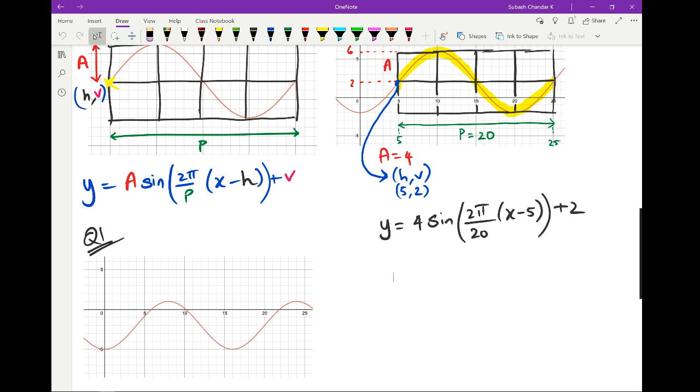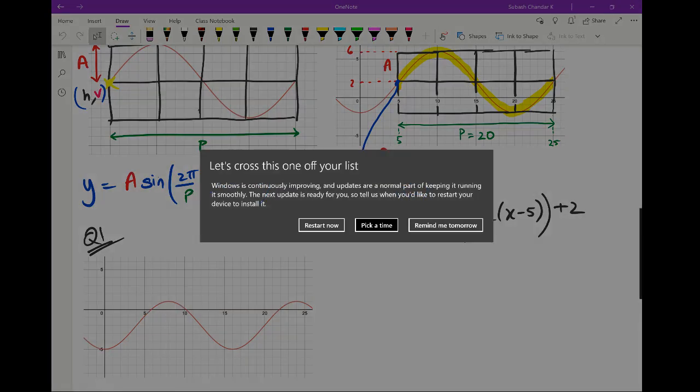Do we just leave the 2 pi over time period factored out? Yes, you can just leave it out like that. You don't need to simplify it or anything like that. It still would be working out the same way, even if you expand inside the bracket.